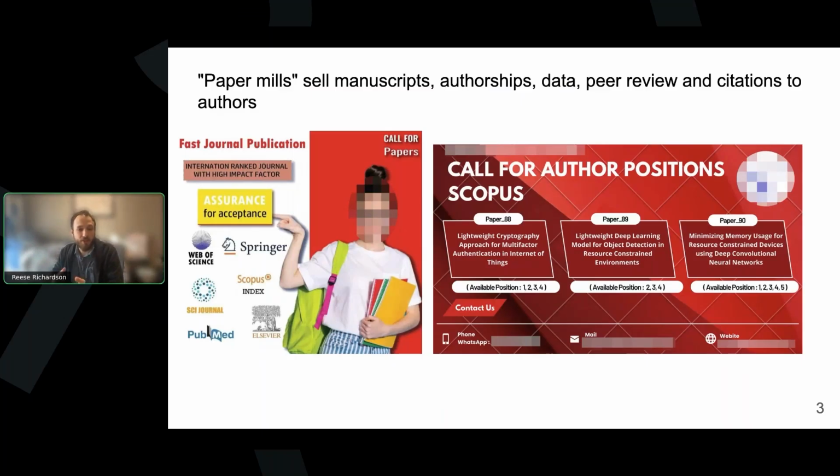So here are a couple of advertisements that I found online from paper mills. These sorts of advertisements are not hard to find at all. You just need to put yourself in the shoes of a researcher that really needs publications, and you can see them all the time. So on the left, we have a paper mill advertising that they can get your paper accepted automatically in a journal that is indexed by Web of Science or Scopus or PubMed. And on the right, we have actually specific titles of papers where you can buy authorship positions on these papers. And these show up all the time.